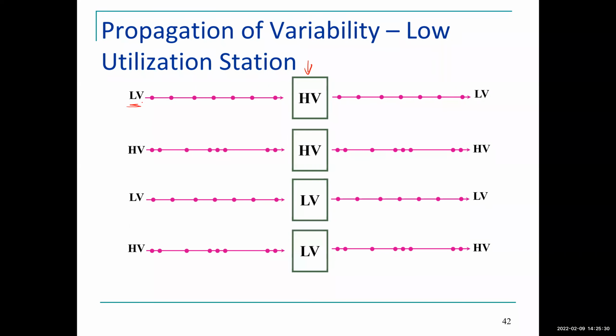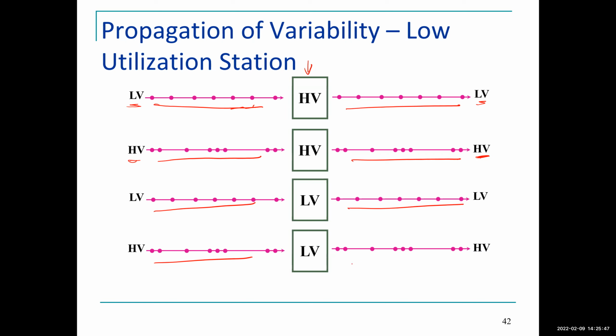So what you're going to be observing is, if I come with low variability, I leave with low variability. If I come with high variability, I'm going to leave with high variability. And you see this mimics this, this mimics this, this mimics this, because there's no waiting. So high variability ends up with high variability, and low variability with low variability. Doesn't matter what type of variability you have here.